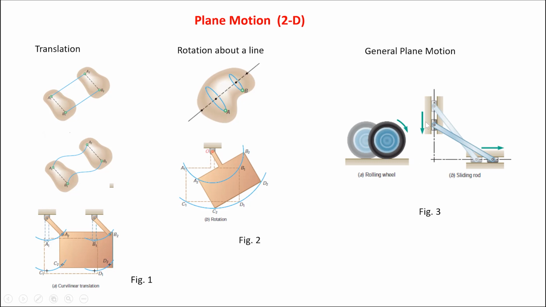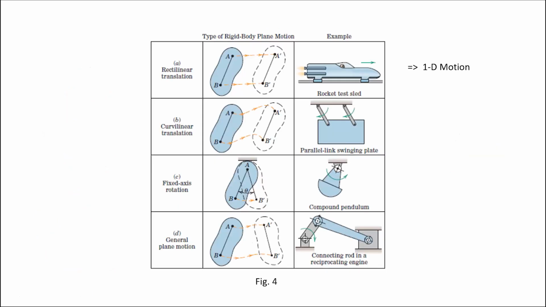Similarly here, this is the most often taken example, a rod going along a horizontal line and along a vertical guide. So this is also a general plane motion. We'll go a little bit into detail now. These are some more examples here.